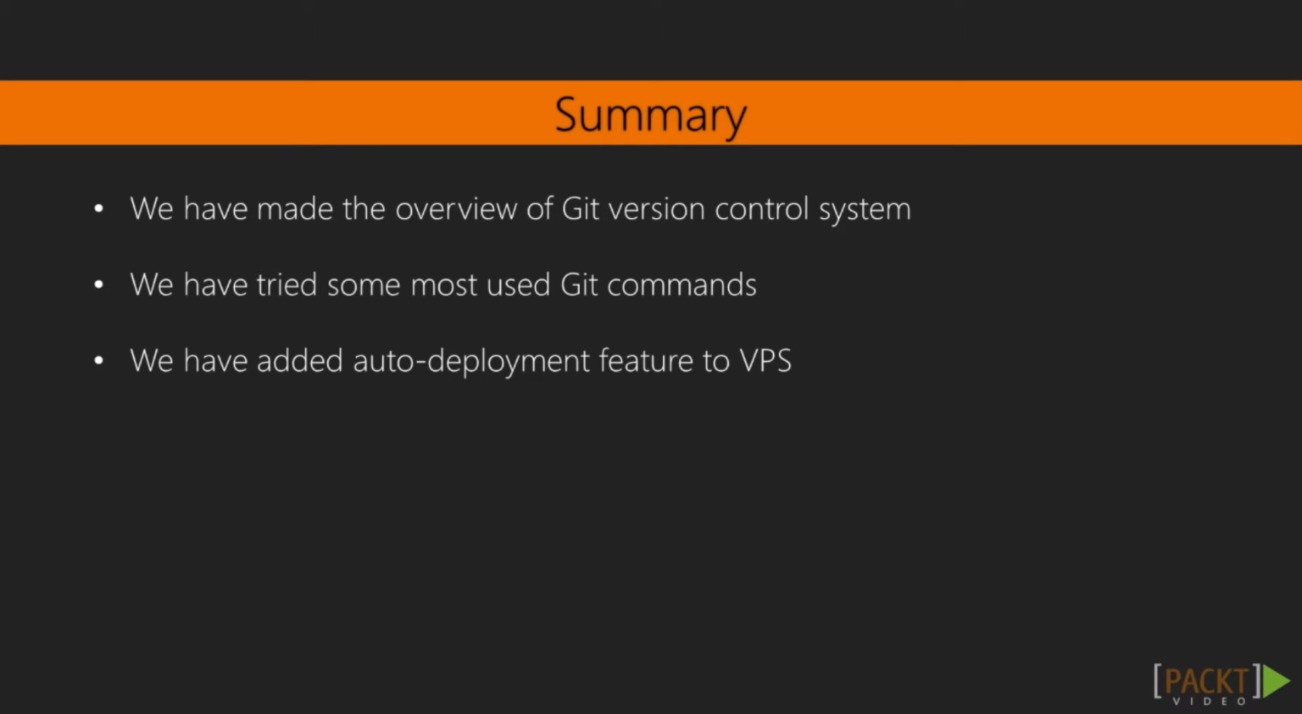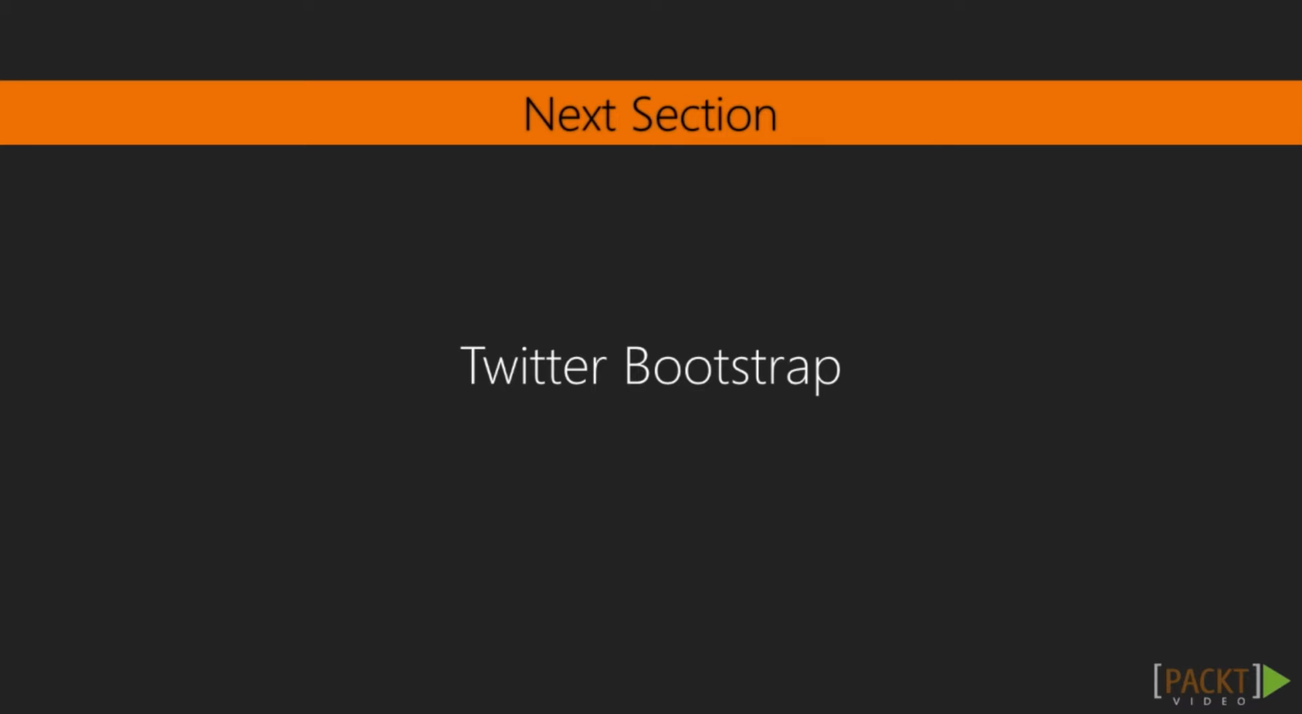In this section, we have looked at an overview of Git version control system. We have tried some most used Git commands, and we have added auto-deployment feature to our VPS. In the next section, we will have a look how to combine Highload with Twitter Bootstrap framework.